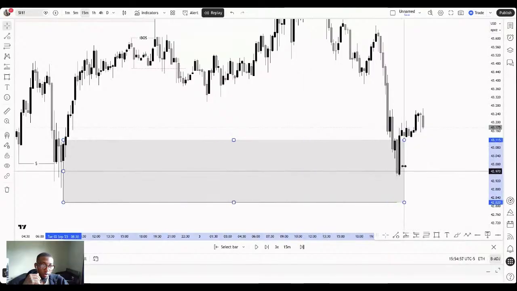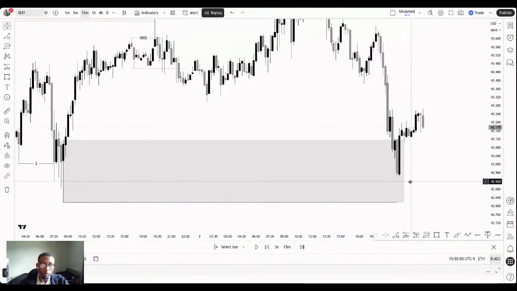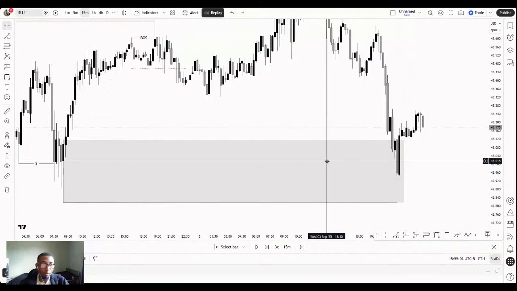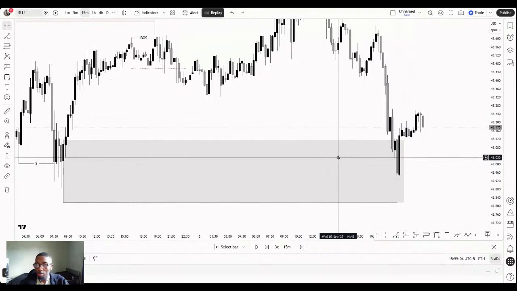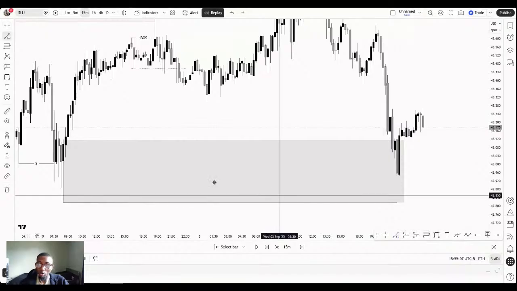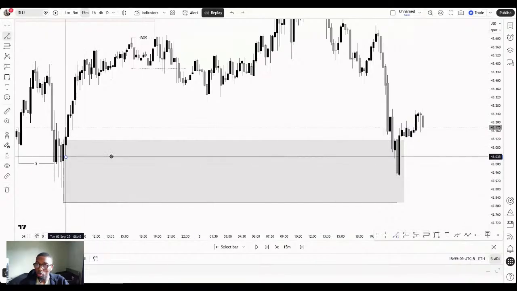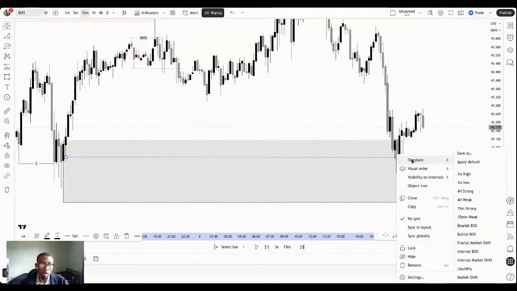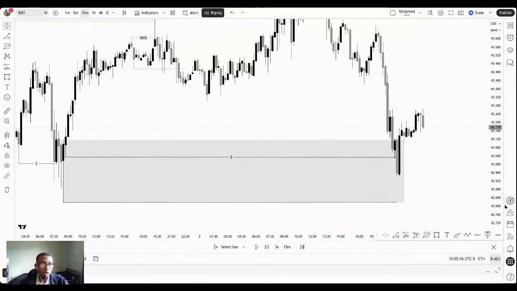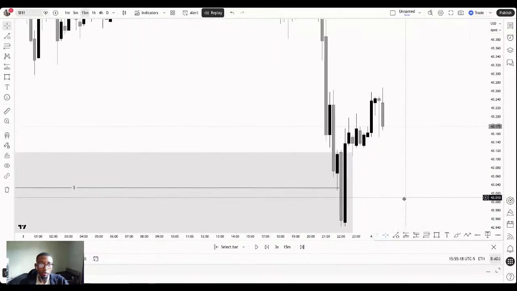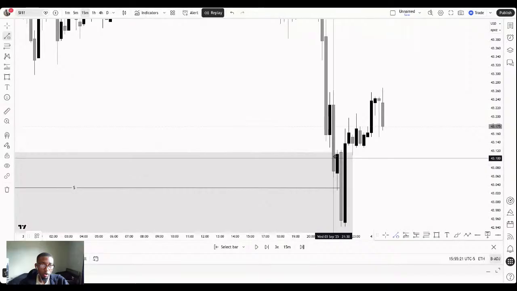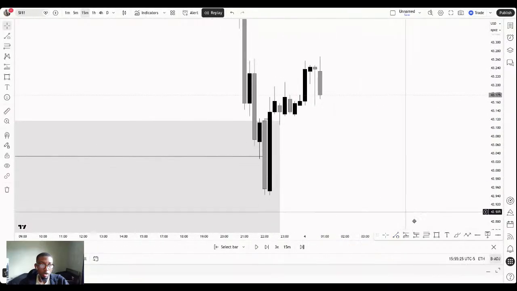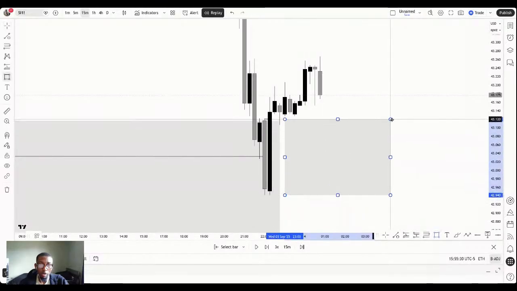Price tapped into that demand zone. It probably has some liquidity on my 5 minute. It looks like it swept liquidity underneath this inducement here. It swept liquidity underneath here. And after that liquidity sweep, it gave me the fractal market shift about here. So honestly, my entry would have been here. This would have been my entry.